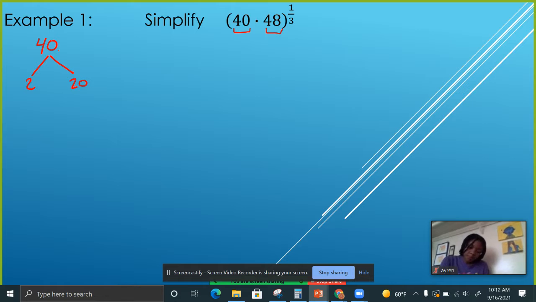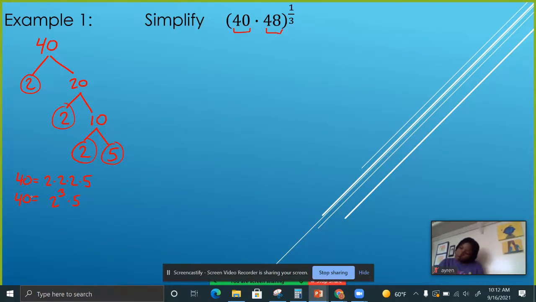So 2 times 20 makes 40. And continue breaking down that 20 further. So let's say 2 times 10. And then for 10, we get 2 times 5, and we're done. So 40 is equal to all these numbers that I circled at the end of each root of the factor tree. So we've got 2 times 2 times 2 times 5. And I'm going to rewrite that as 2 to the 3rd power times 5.